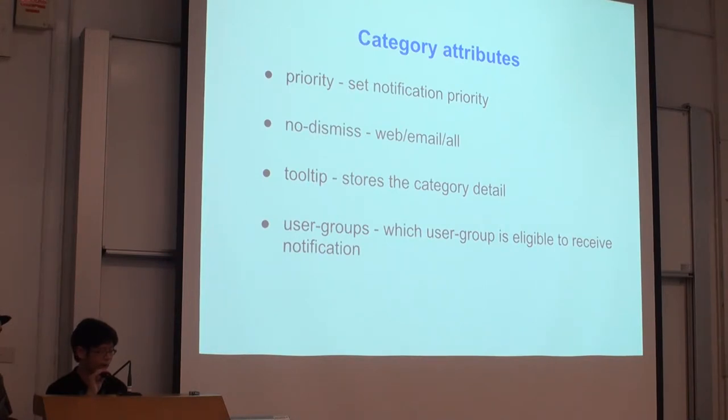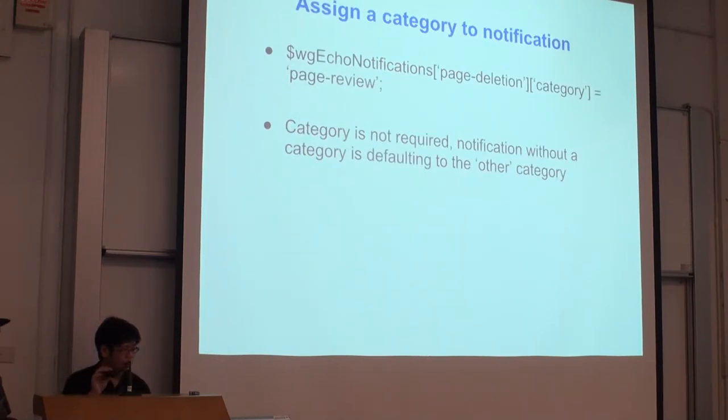And the last one is user group. It's used to determine which user group is eligible to receive a set of notifications. By default, this is just an empty array. That means everyone is eligible to receive a notification. So in this example, I'm adding the page review category to the page deletion notification. It's pretty simple. Also the category is not required for the notification definition, because if a notification has no category, it just defaults back to the other category.